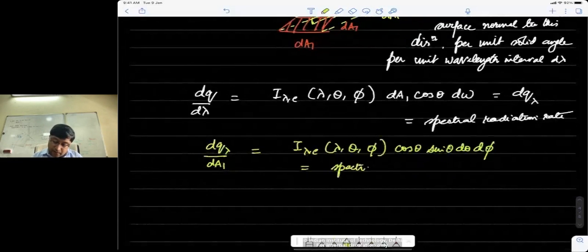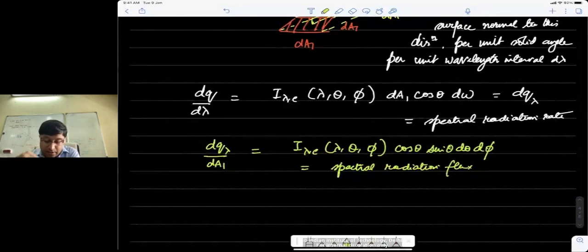spectral radiation flux, which is the flux per unit area of the radiating surface dA1. Okay, so it's a flux corresponding to this area which is radiating in a specific theta phi direction, or at a given wavelength lambda.